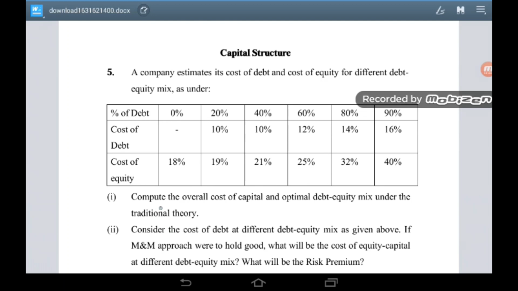Number 1. Compute the overall cost of capital and optimal debt-equity mix under the traditional theory. Number 2. Consider the cost of debt at different debt-equity mixes as given above. If the Modigliani-Miller approach were to hold good, what will be the cost of equity capital at different debt-equity mixes? What will be the risk premium?